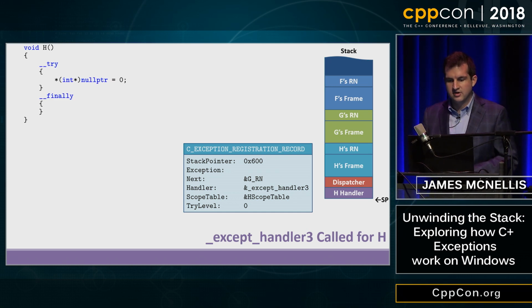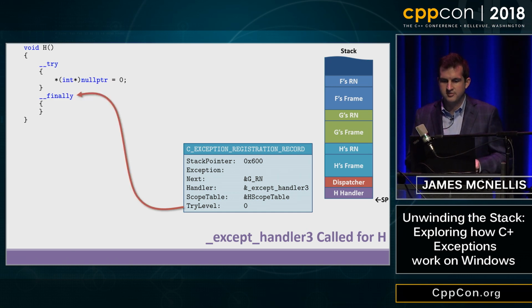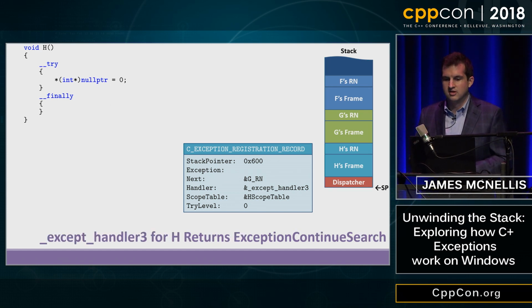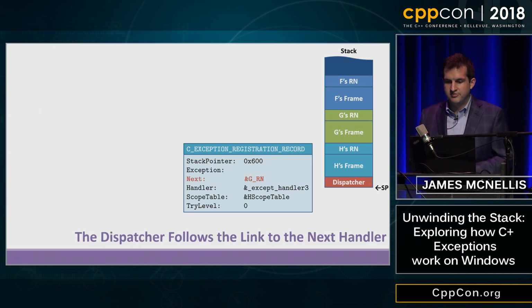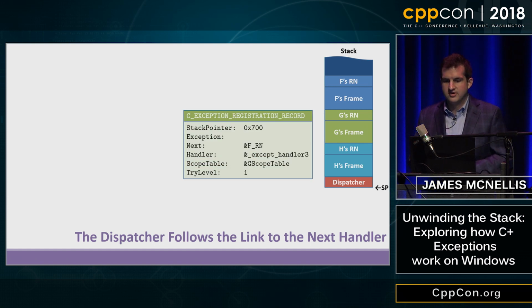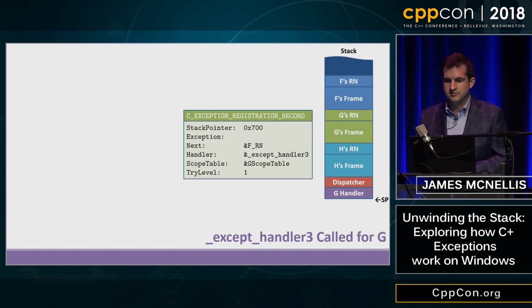The handler looks at the current try level. It observes that this is for a finally block. The enclosing state is the base state, so there are no except statements in this function, and so the handler returns exception continue search. The dispatcher then follows the link to the next handler. It gets the registration node for G. It then calls the handler for G.